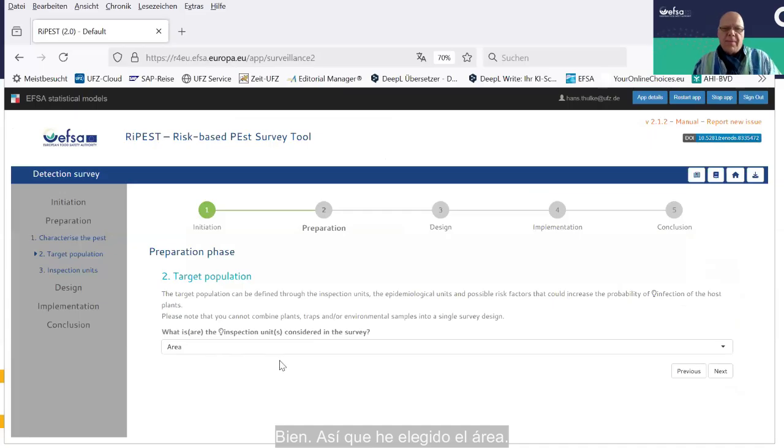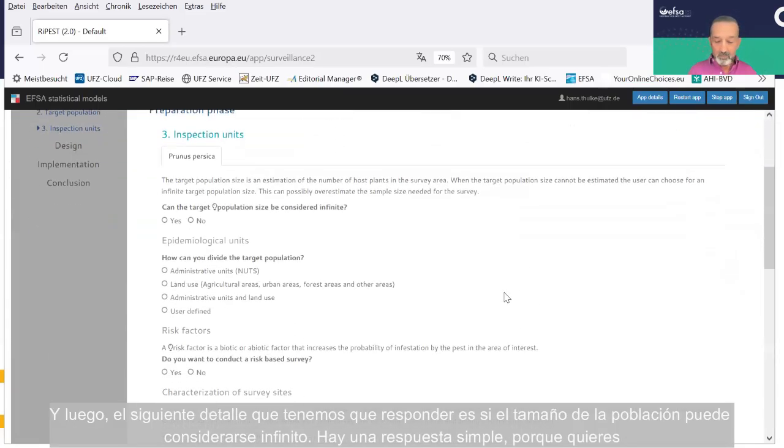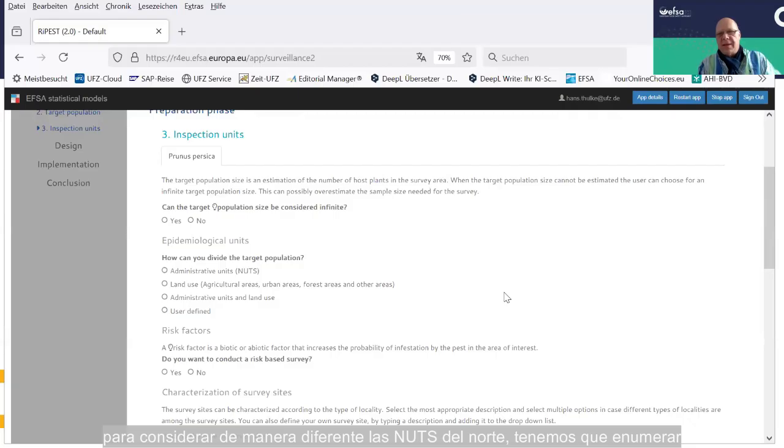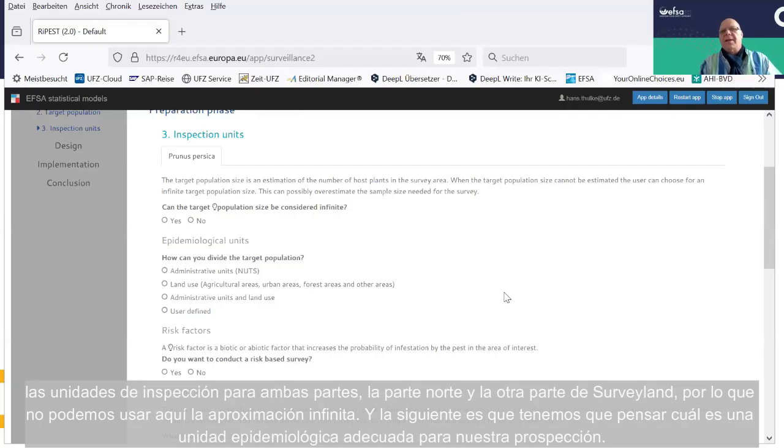Okay, so I have chosen the area, and then the next detail that we have to answer is whether the population size can be considered infinite. There's a simple answer: because you want to consider the northern part differently, we have to enumerate the inspection units for both parts, the northern and the other part of Surveyland. So we cannot use the infinite approximation here.